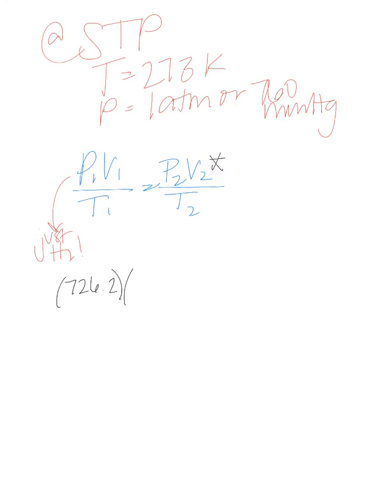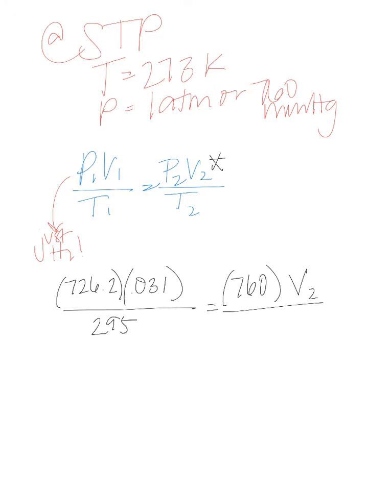millimeters mercury times, put it in liters. Don't forget to put milliliters in liters, 0.031. And that 31 milliliters came from the background information of the pre-lab questions. It said it generated 31 milliliters of hydrogen gas. Temperature, if we put it in Kelvin, 295. And that equals P2, 760. V2 we're solving for, T2 is 273 Kelvin.